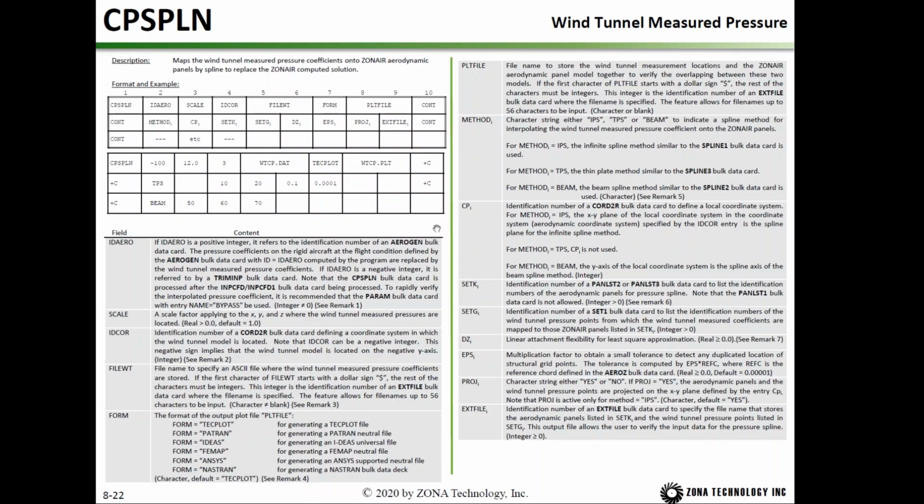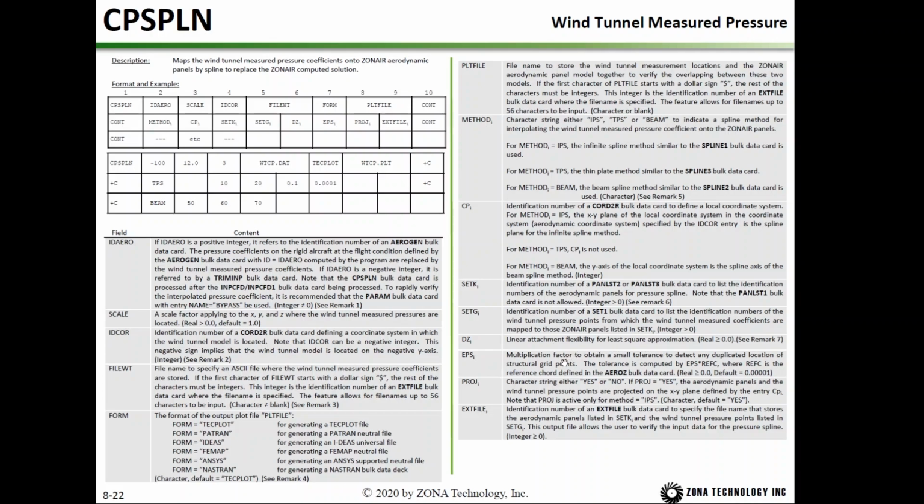And set K, you define a set of ZONAIR panels onto which the wind tunnel CP will be splined. Set G refers to a SET1 card. In the SET1 card, you list out the wind tunnel pressure points, so you want to interpolate the pressure at those points to the ZONAIR panels. And DZ is a linear attachment flexibility for least square approximation.